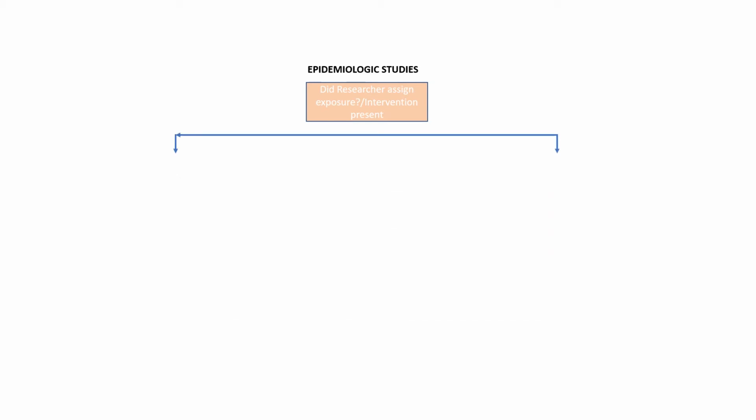The first question one should be asking before assigning any study as X or Y type of study is: is the researcher doing any intervention? Are they assigning any exposure? If any intervention is used, supposing you are making a health education intervention, then it becomes an experimental study. If there is no intervention, you're merely observing, it is called an observational study.